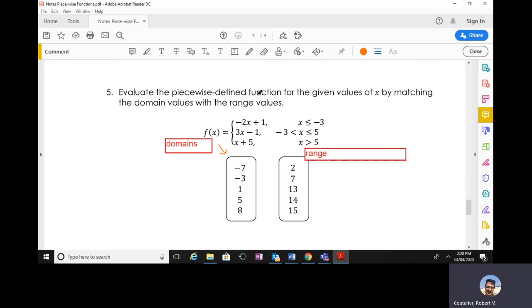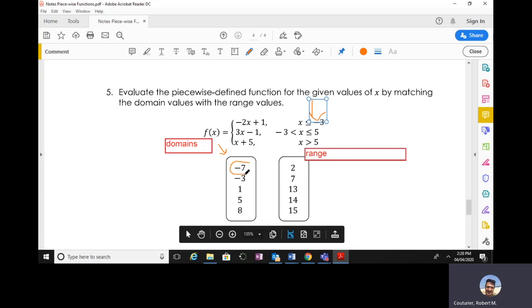The hard part of this is we have these restricted domains here. So where do we plug the number? Which one of the three functions do we plug the number into? Let's look at this one here, -7. Is -7 in which one of the following ranges? Well, I'm going to go ahead and erase this so we can see this better. Anyways, it says x is less than or equal to -3. So does -7 fall in this range?